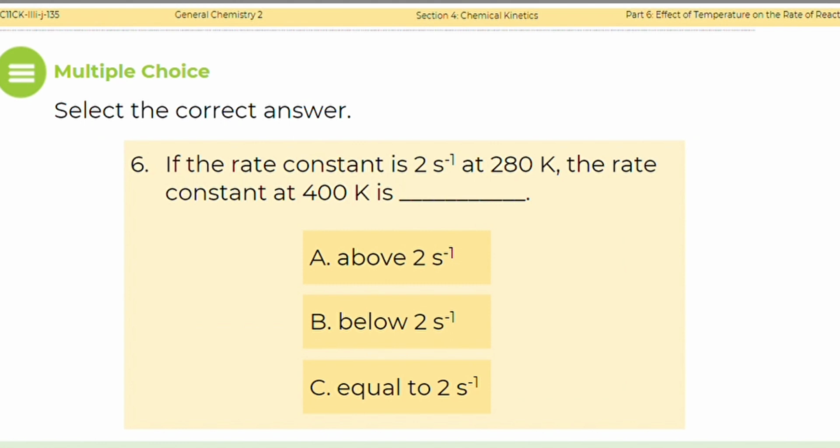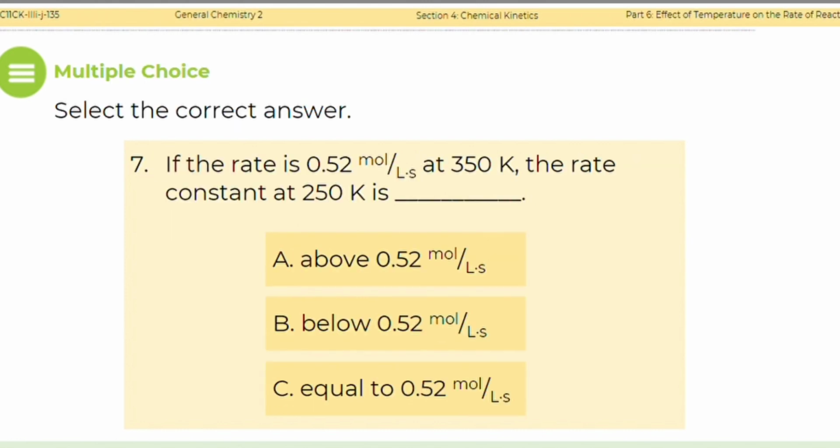Number 6. If the rate constant is 2 inverse second at 280 Kelvin, the rate constant at 400 Kelvin is blank. Select the correct answer. Number 7. If the rate is 0.52 moles per liter second at 350 Kelvin, the rate constant at 250 Kelvin is blank. Select the correct answer.